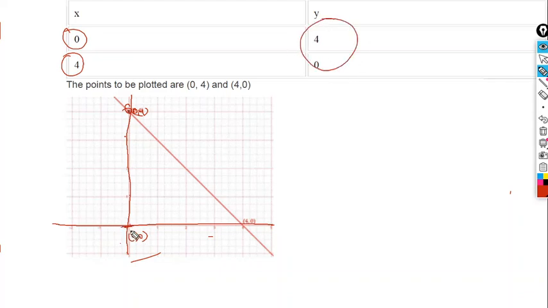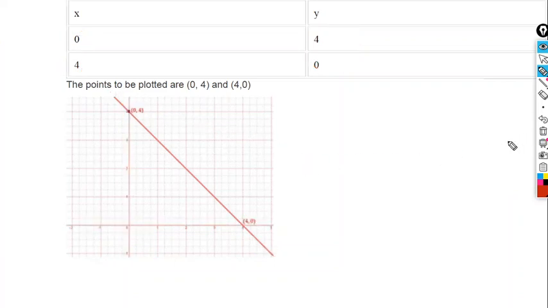Now x equal to 4: 1, 2, 3, 4. X equal to 4 here, y equal to 0, and y equal to 0 is at this line. So 4, 0 is this point. Now we got 2 points. Put your scale, join these 2 points, and make a straight line. Now this is your required graph.